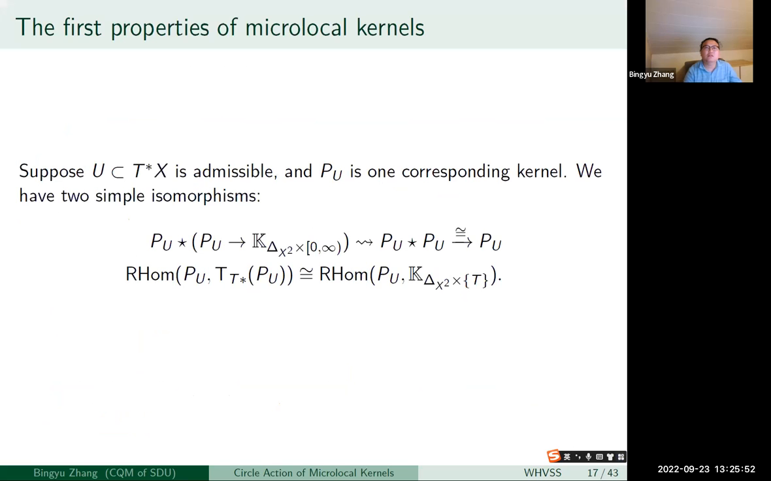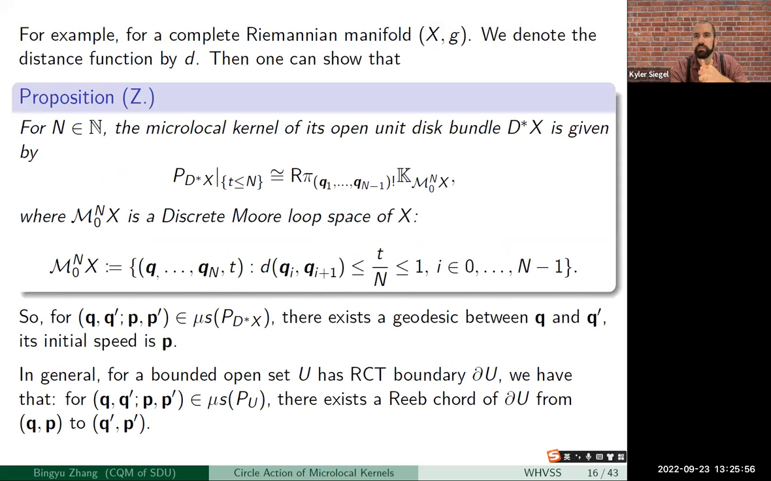Okay, so can you just explain? The last thing you said was supposed to be a consequence. So how do you go from a discrete geodesic to an actual geodesic? Sorry, you said that in the proposition you're computing this kernel to be like this discrete space. Can you just explain that, and then how do you conclude that there exists a geodesic from that?